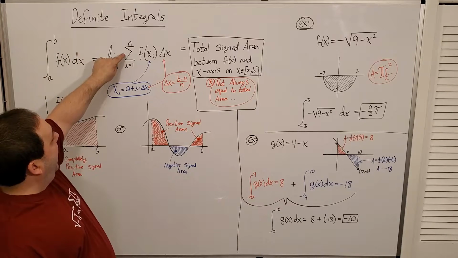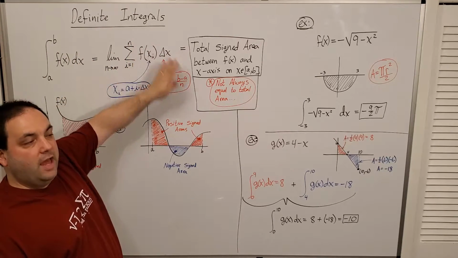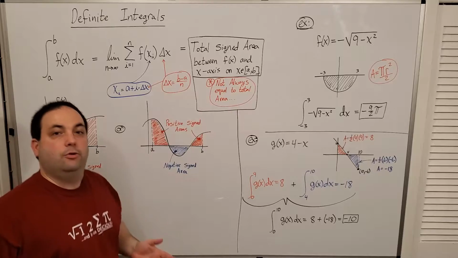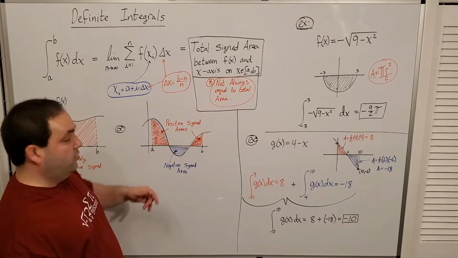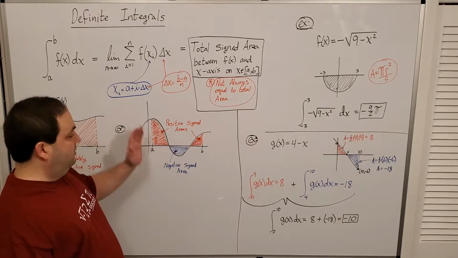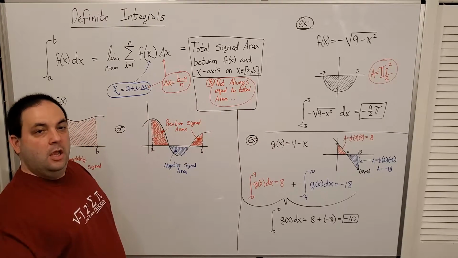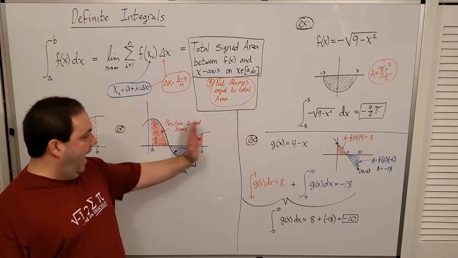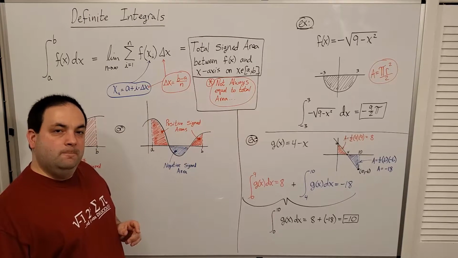Maybe I'm trying to add up a bunch of function values that all represent something like energy, or temperature, or whatever. I want to add up all of those energy values. I want to add up all those temperature values. Well, then it would make sense to just add all of them, positive and negative.